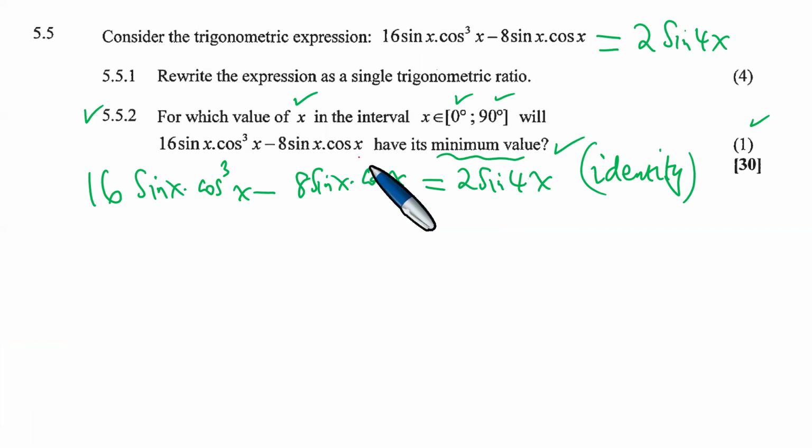For which value of x in the interval will this expression have its minimum value? Minimum value. Okay, so obviously we're thinking. You need to think and reason. Yeah, what do you think? No, it's tricky. It's tricky.